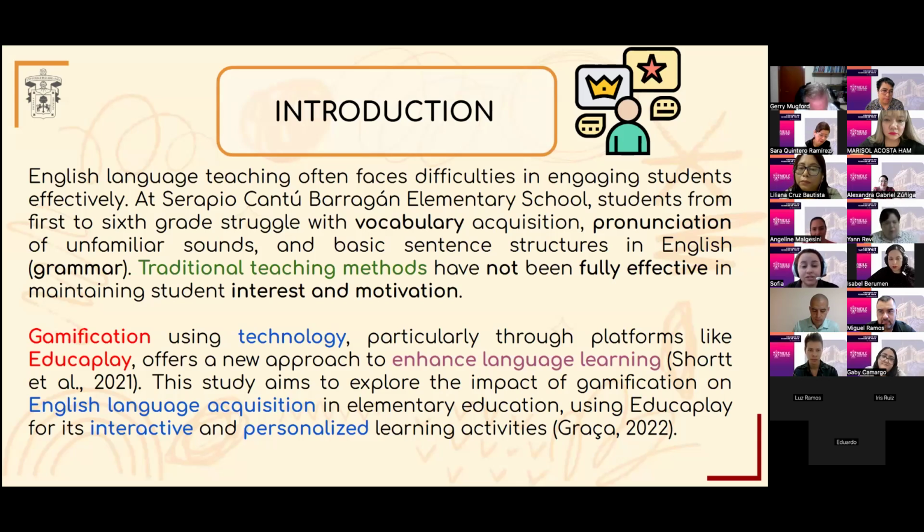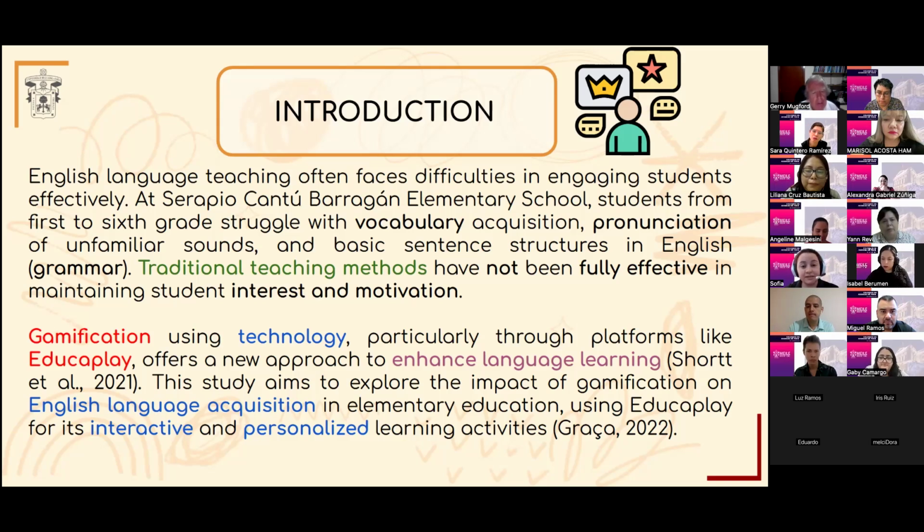English language teaching often encounters challenges in keeping students engaged, especially when it comes to vocabulary, pronunciation, and grammar. At Serapio Cantú Barragán Elementary School, students from first to sixth grade have been struggling with this aspect of English learning. Traditional methods have been used for a long time, but they haven't always been successful in maintaining student interest and motivation.